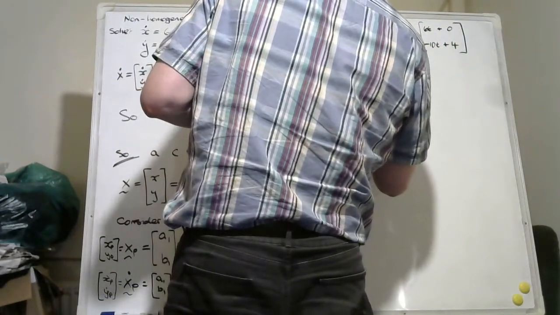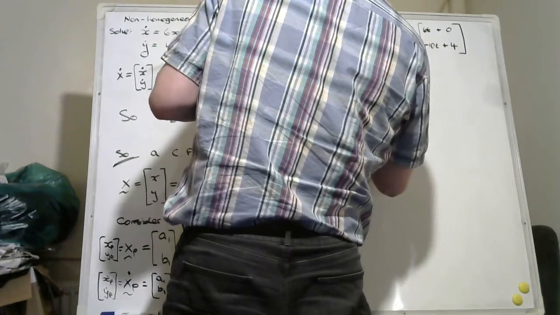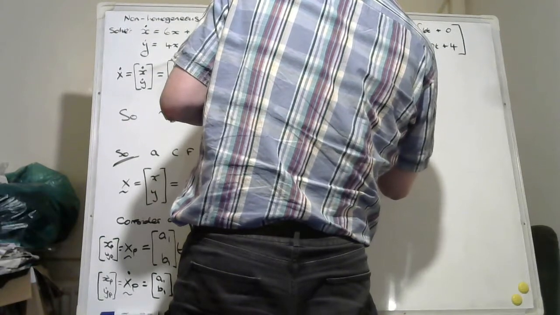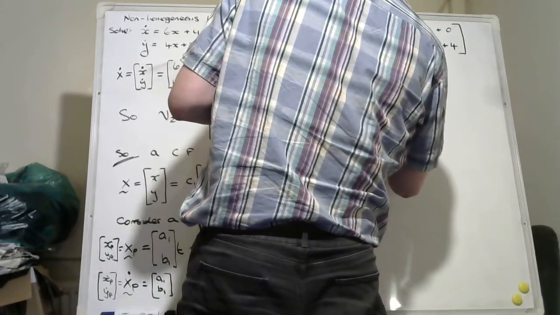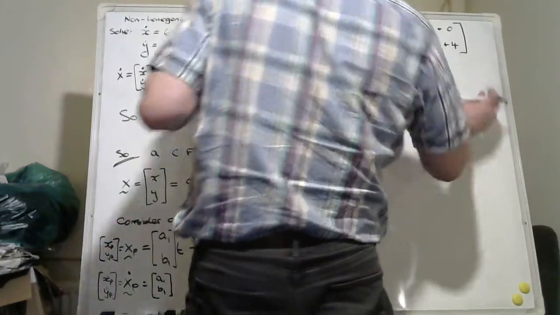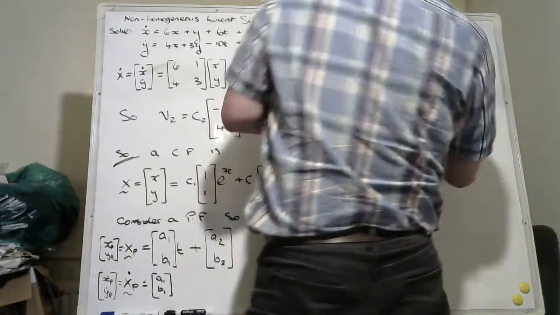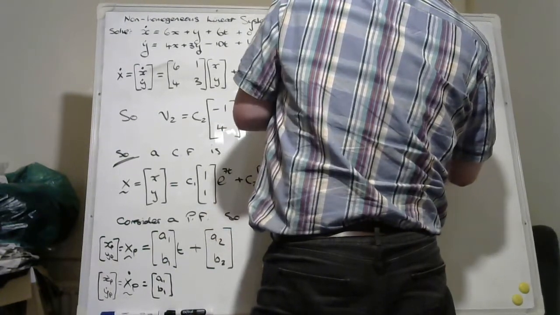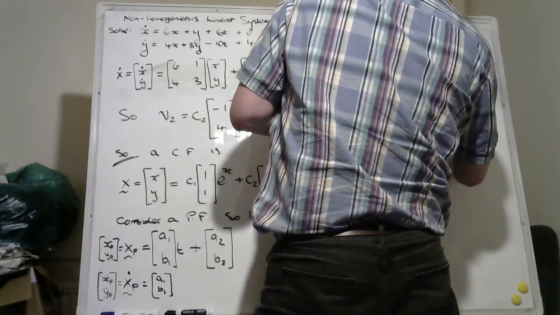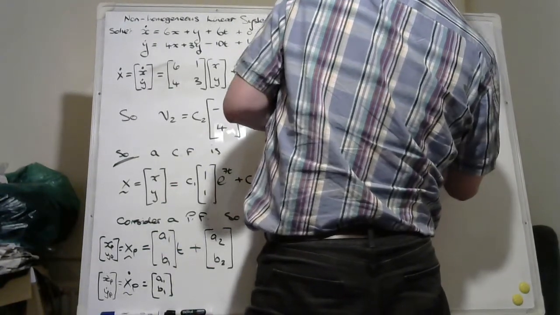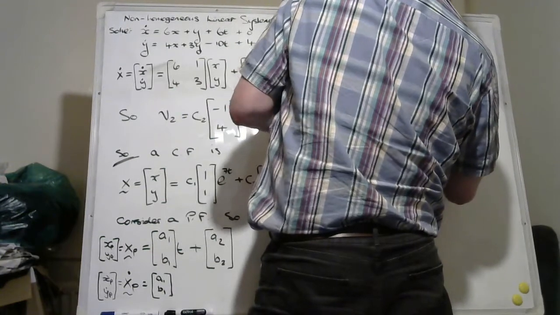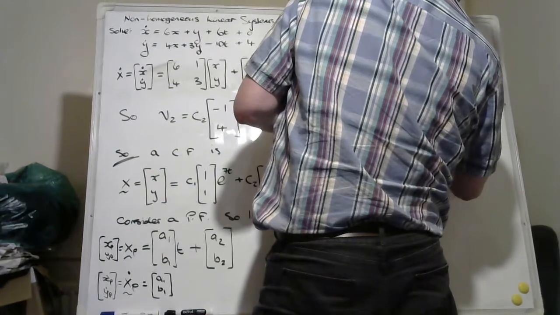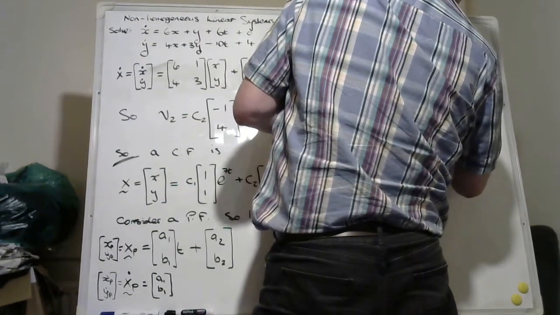So underneath we have 4A2 plus 3B2 minus 10t. And then over here we've got plus 6A2 plus B2, and underneath we have 4A2 plus 3B2 plus 4.